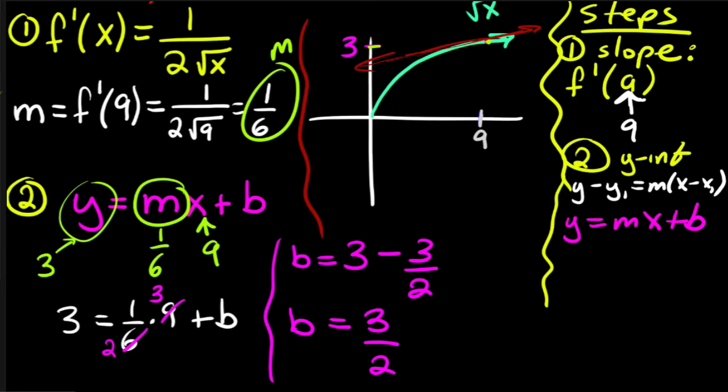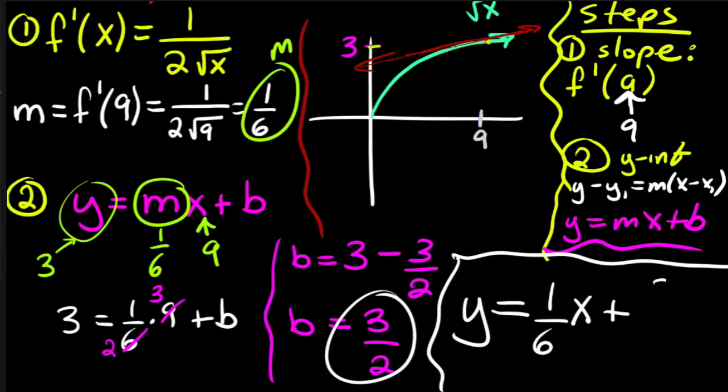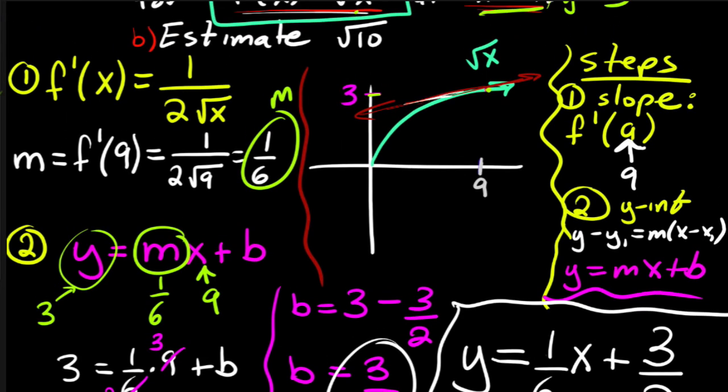Okay, so then my tangent line, let me erase this real quick, is simply going to be y equals my slope, 1/6 x, and then plus my y-intercept, which is right here, 3/2. So this is my tangent line. This right here, 1/6 x plus 3/2, is the equation of this rough line that I drew right here.